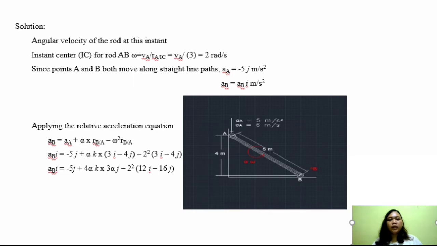In calculation, we have a sub B i is equal to negative 5j plus the angular acceleration k multiplied by the quantity 3i minus 4j, minus 2 squared multiplied by the quantity 3i minus 4j. Simplified, a sub B i is equal to negative 5j plus 4 times the angular acceleration i plus 3 times the angular acceleration j, minus 2 squared multiplied by the quantity 12i minus 16j.